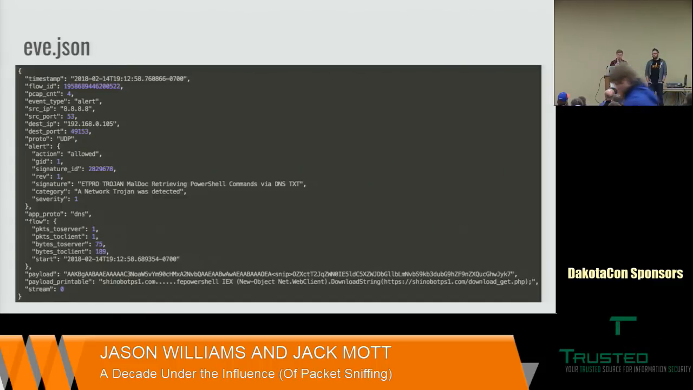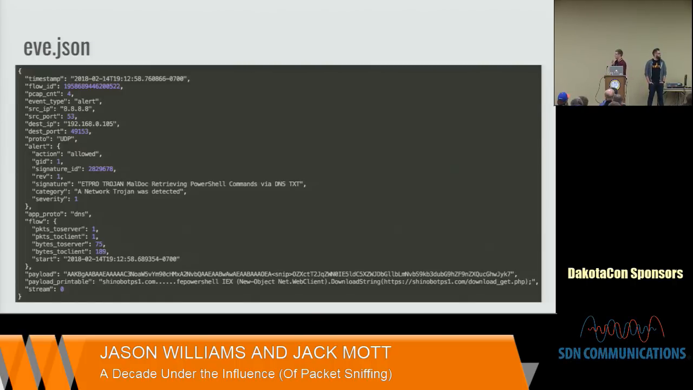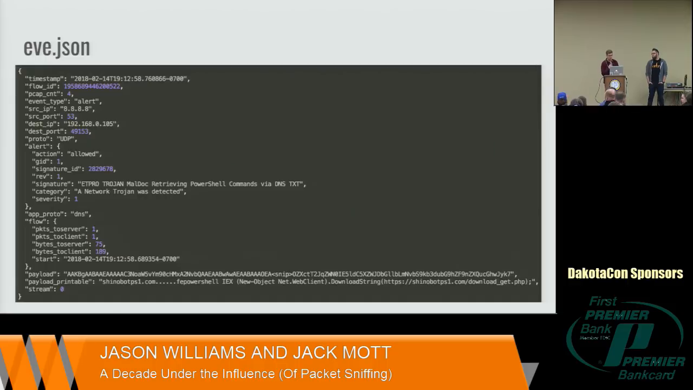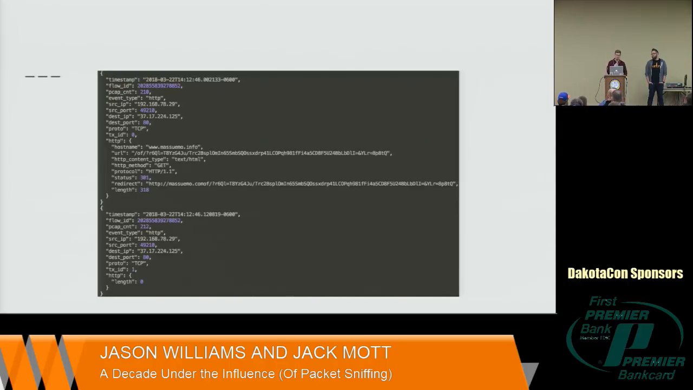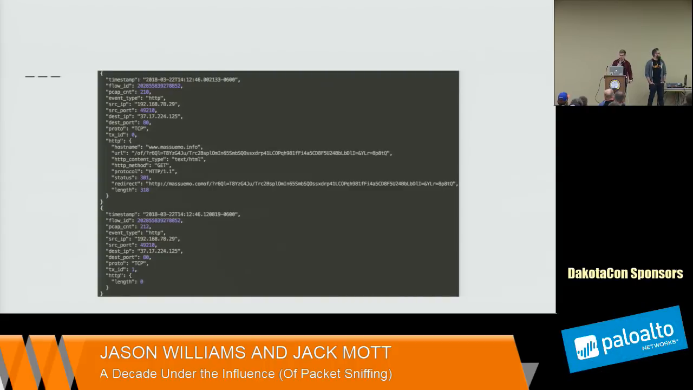We see the signature fired, we see the rule message, all that information, and then we also see the payload there. So as an analyst, this is really useful. I know it's kind of hard to see, but essentially, it's everything you would need to know to understand what happened in that instance. This is an example of an HTTP request.